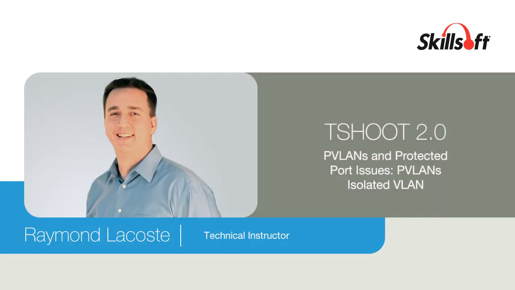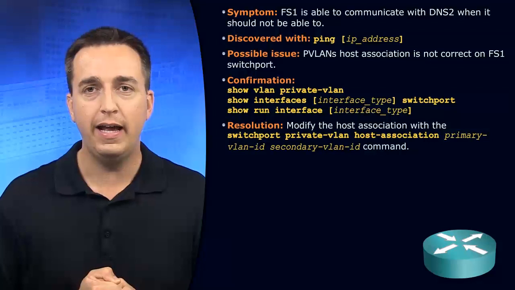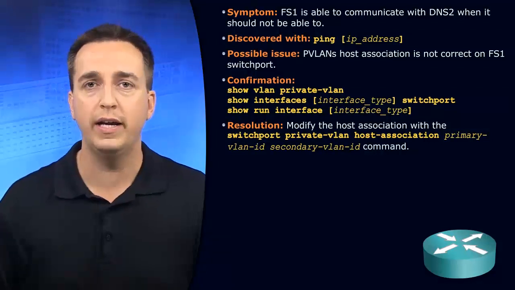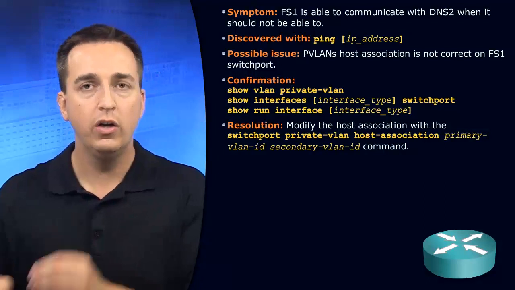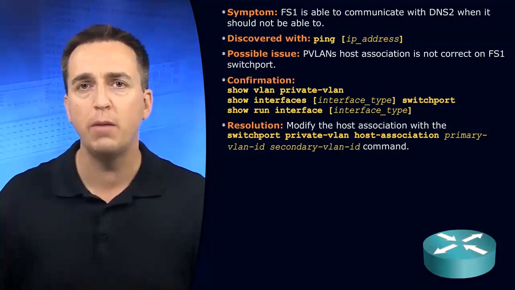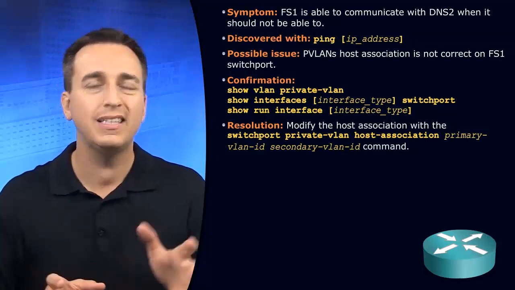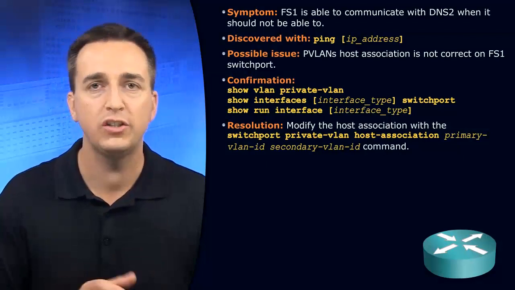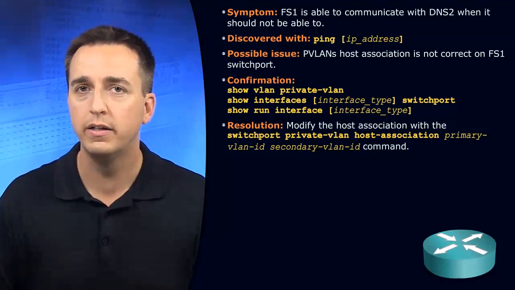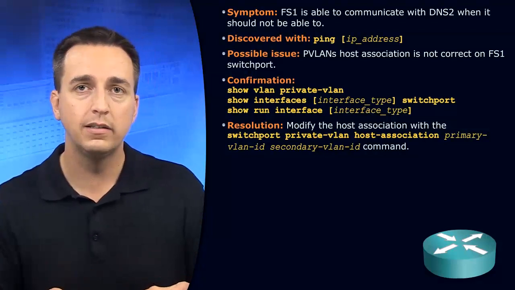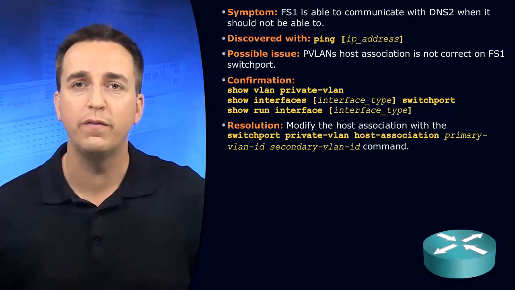Let's say you've set up some private VLANs. And when you're done setting up those private VLANs, you realize a particular server is communicating with another server that it should not be communicating with. So in this case, let's say we have file server 1, and it's not supposed to be communicating with DNS2 or even DNS1, but it is. What do? You verify the problem.